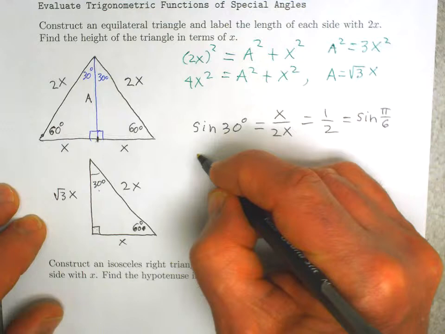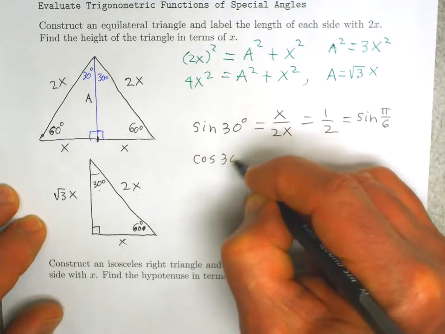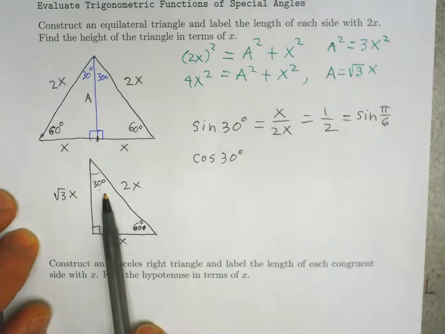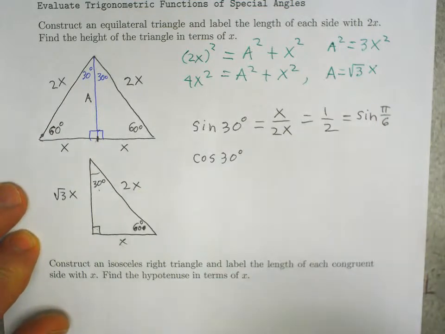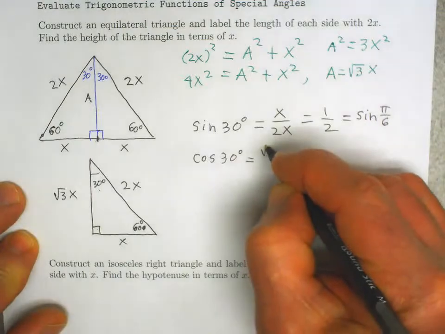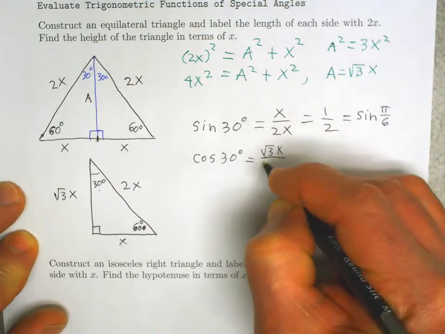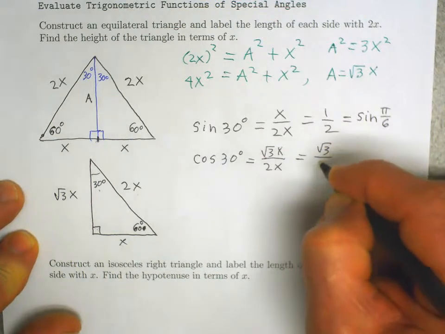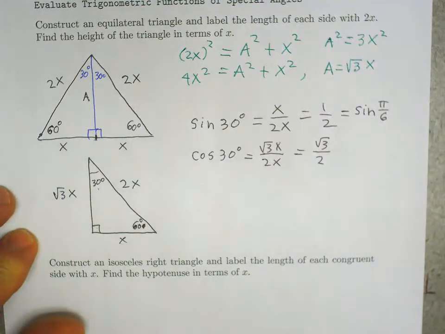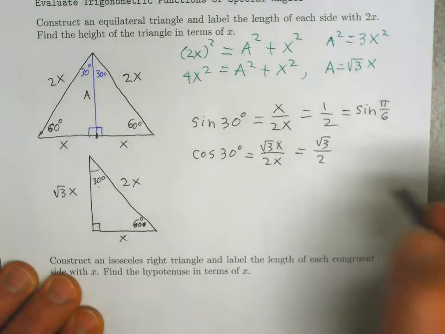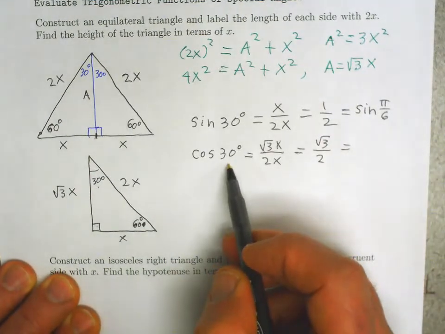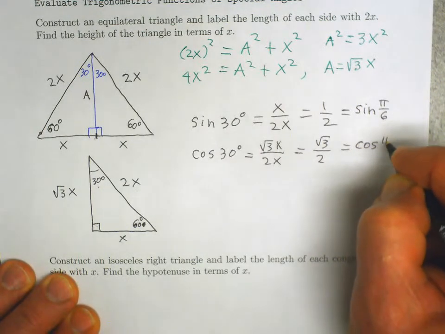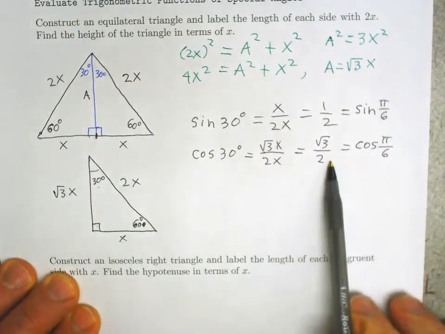Hey, let's find cosine of 30 degrees. Cosine of 30 is adjacent over hypotenuse. So this is the square root of 3x over 2x. But x divided by x is 1, so we just get the square root of 3 over 2. And 30 degrees is pi over 6. So cosine of pi over 6 is the square root of 3 over 2.